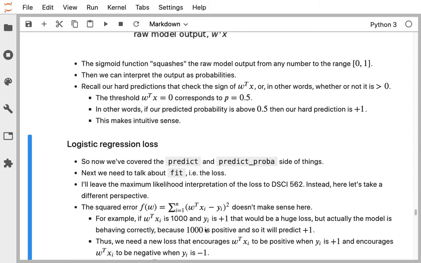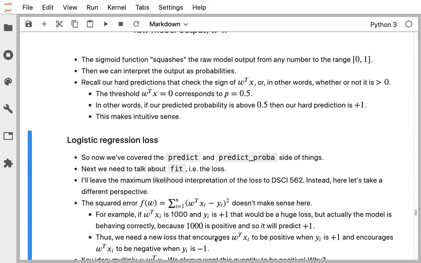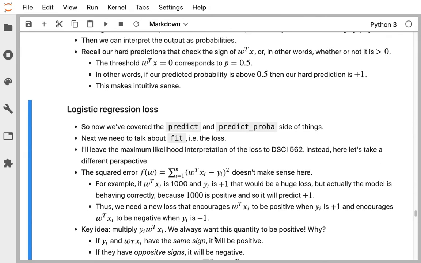So what we need instead is a loss that encourages the raw model output to be positive when the true class is positive, and encourages the raw model output to be negative when y is negative, and that way when we train we're going to encourage it to get the answer right as often as possible. So now here's the fun part. Consider multiplying y by the raw model output, and this is why we encoded the y values as plus or minus 1 instead of 0 and 1, because we can play this elegant trick.